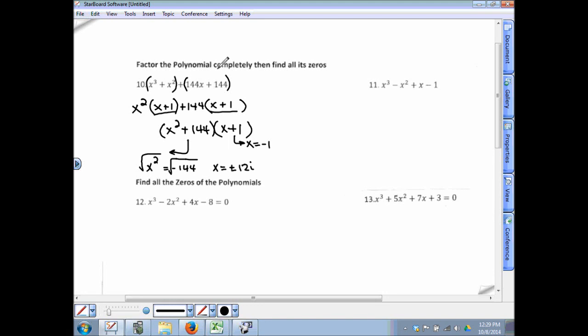Now, it says factor the polynomial completely. That also means you have to have all three factors. So now we can write f of x as x plus 1 times x minus 12i times x plus 12i.